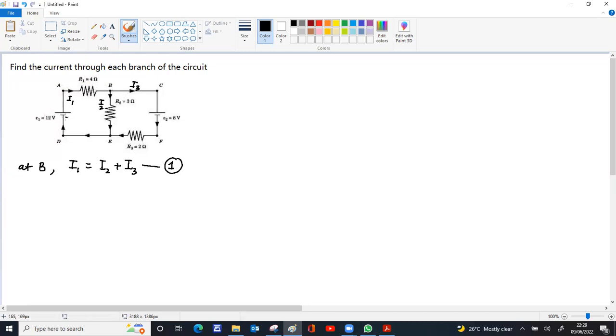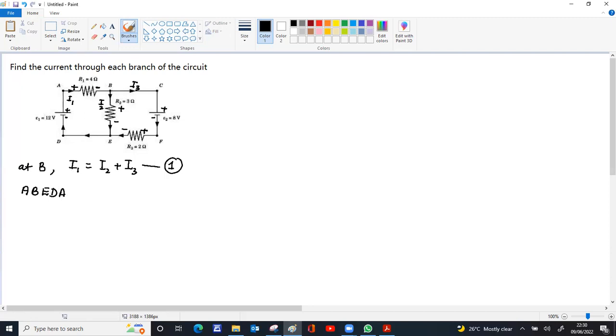So for a cell, negative is the small terminal, the long one is positive. For a resistor, current always enters from the positive terminal and leaves from the negative terminal. Arrow mark is down, so current is entering positive, leaving negative. The current is going from right to left, so it's plus and minus. Long one is plus, short one is minus. So if we go through A, B, E, D, A.